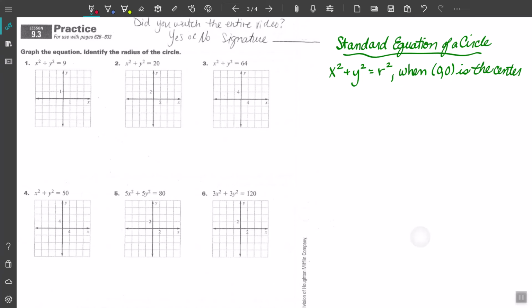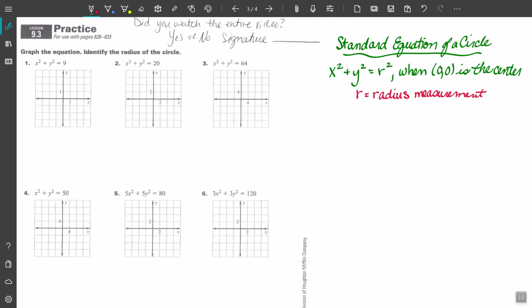And r in this equation stands for the radius, the measurement of the radius. So that's going to be taking our x coordinate and squaring it. If we add to that our y coordinate and square it, then we will get the radius squared. So we can use this to graph the various circles that are stated over here in these equations.